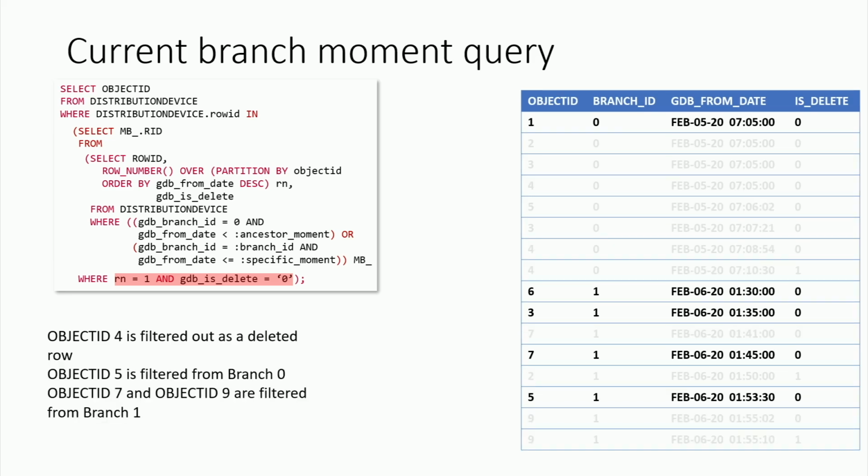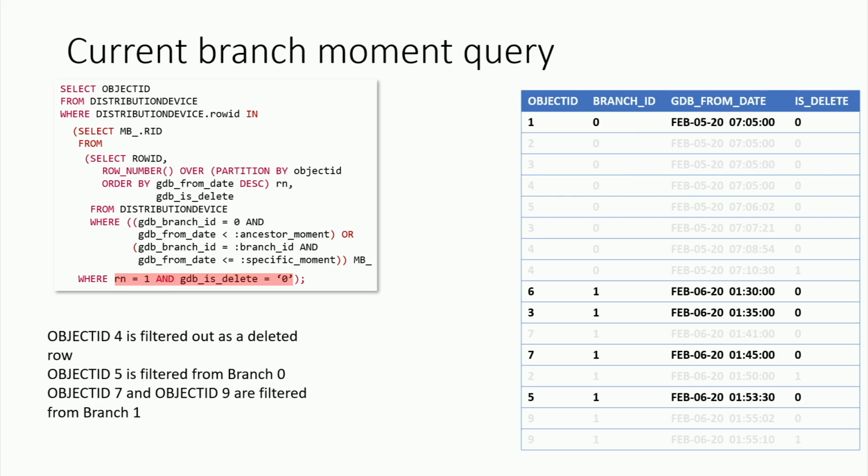Object 4 is similarly filtered out because it was deleted. Object 4 was deleted in default, okay, so we filter that out. Object 5 is being filtered out because object 5 was edited in the branch. And objects 7 and 9 are also being filtered out.